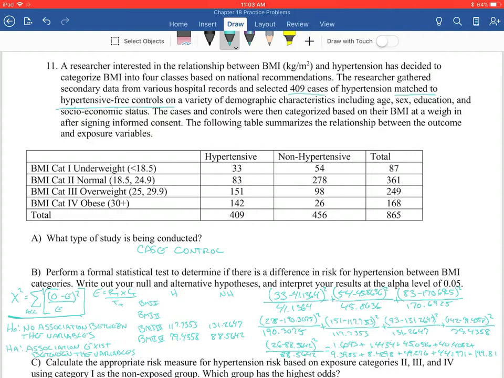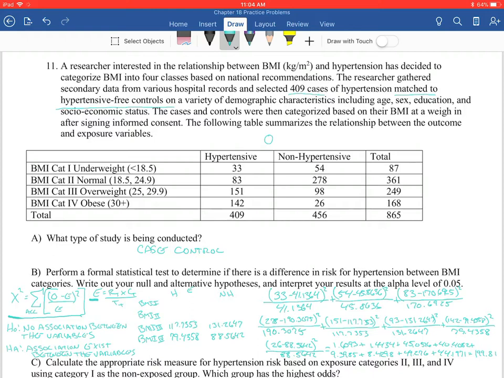Our null hypothesis, right underneath it, states that there's no association between the variables. Our alternative hypothesis is that there is an association between the variables, and that's all we always state for our chi-squared. We have our observed data, hypertension and non-hypertension. Now we have to find our expected data. The way you find expected data is you take your row total times your column total divided by your total, and that will give you your expected value. So this table is going to be your expected value table.